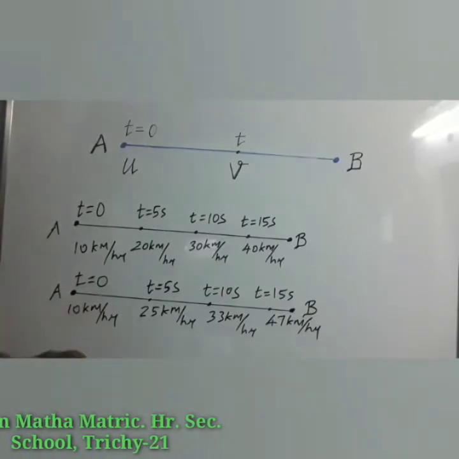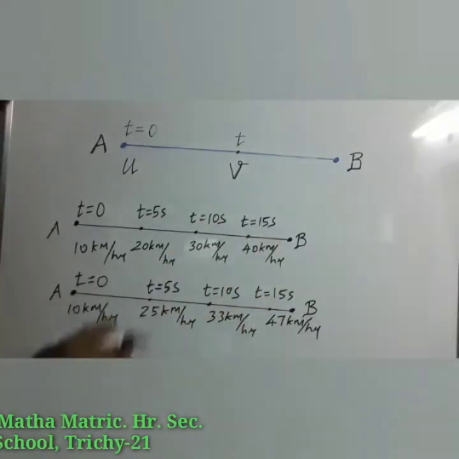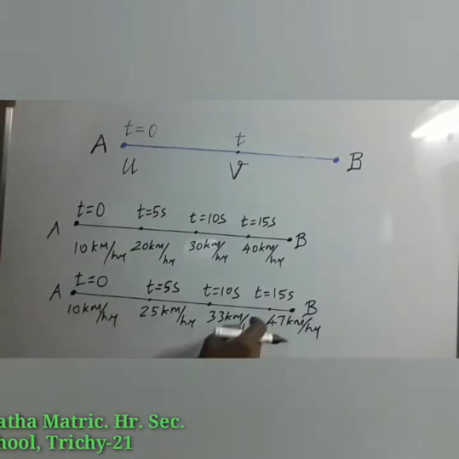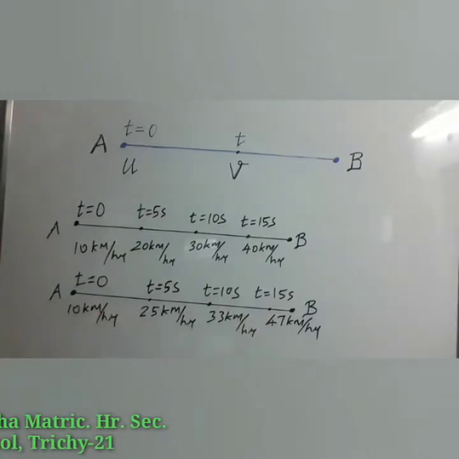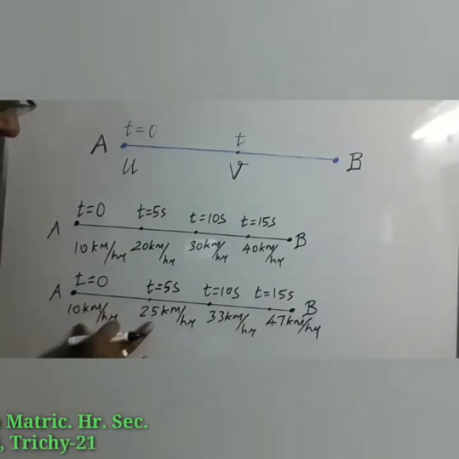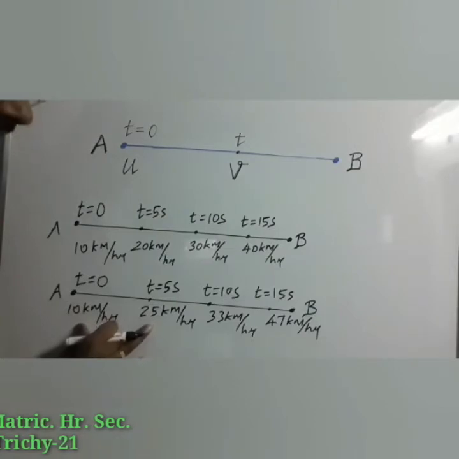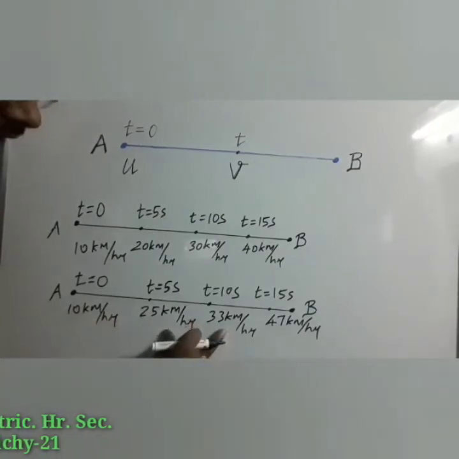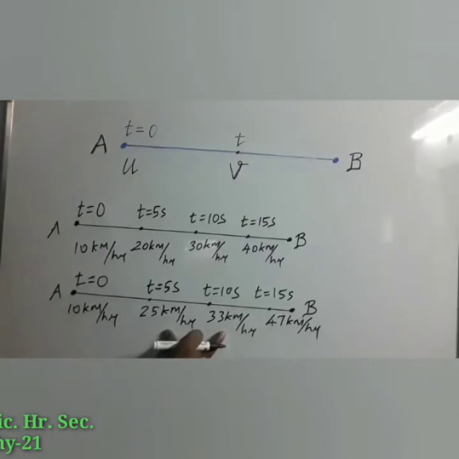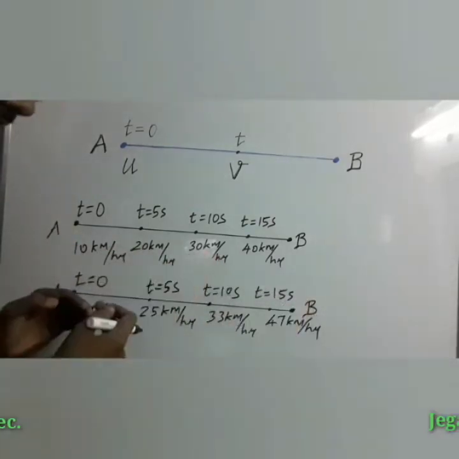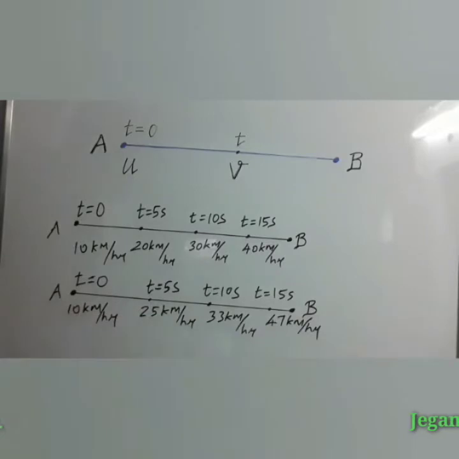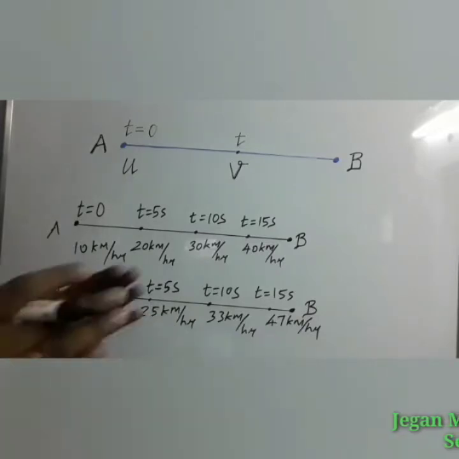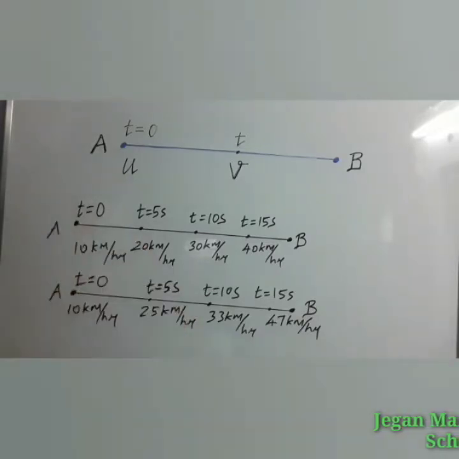Here you can easily understand, at equal intervals of time, for every 5 seconds, velocity increases but not at a constant rate. Here, what is the change in velocity? 25 minus 10, 15. At the next 5 seconds, 33 minus 25, 8 km per hour increase. Here it is 14 km per hour. At equal intervals of time, the increase in velocity is not uniform. It is not at a constant rate. That is known as non-uniformly accelerated motion.